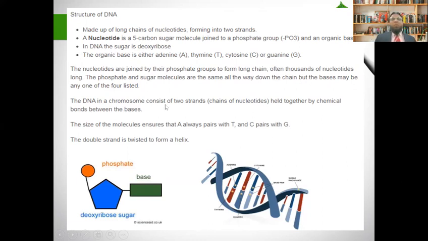The DNA in this chromosome consists of two strands, each a chain of nucleotides, held together by chemical bonds between the bases. The size of the molecules ensures that A, adenine, always pairs with T, thymine, and cytosine pairs with guanine. The double strand is twisted to form a helix. As I've told you, the two polynucleotide chains are twisted and make a helix, the double-stranded molecule that is DNA.